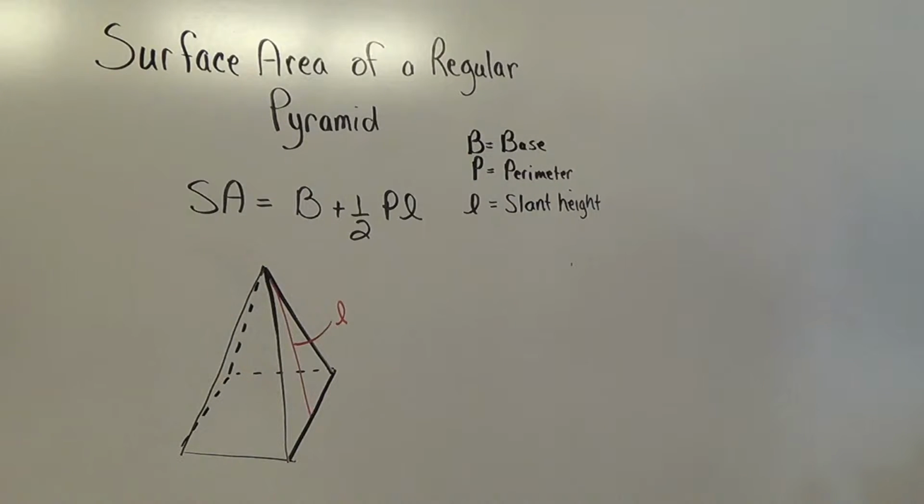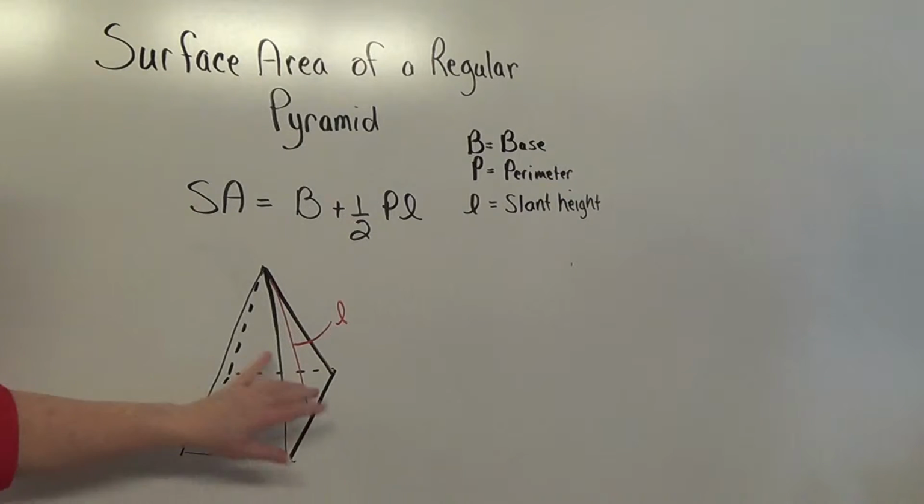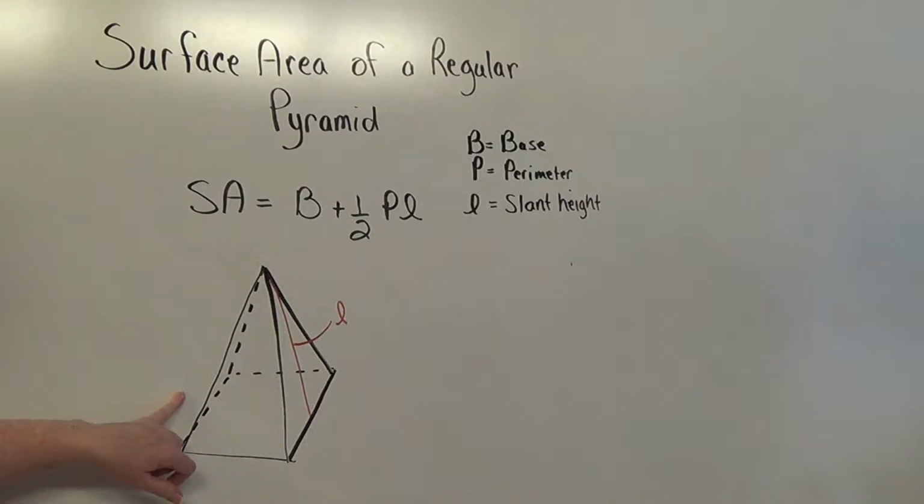First, let's talk about the pyramid. The pyramid comes to a point up at the top and it sits on a base. The base has four sides, and the sides of the base are going to all be the same because it says that this is a regular pyramid. So not only are the sides of the base all going to be the same, which makes it a square, all of the four triangles that make up the pyramid are also going to be the same size.